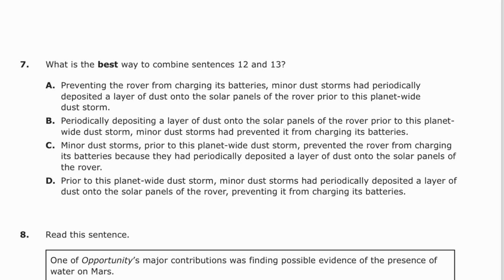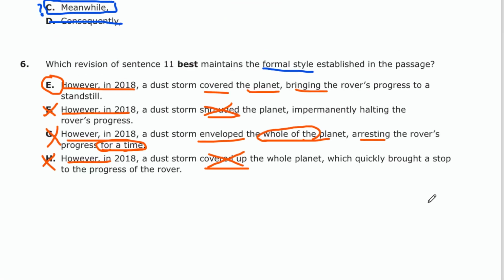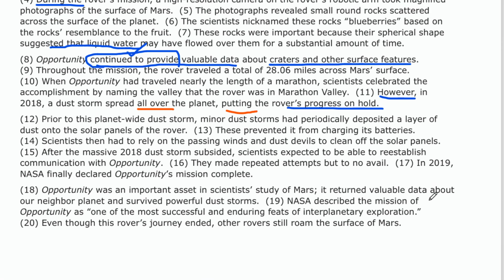Number 7, what is the best way to combine sentences 12 and 13? Okay, let's look at sentences 12 and 13 to figure this out. There are two things we want to keep in mind on combined sentences: finding the most concise answer and also the answer that combines the right relationship of ideas between the two sentences.